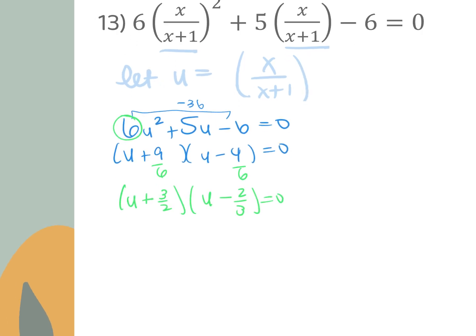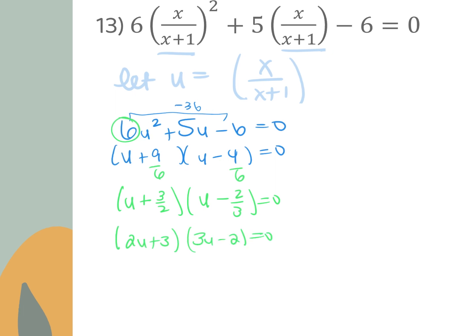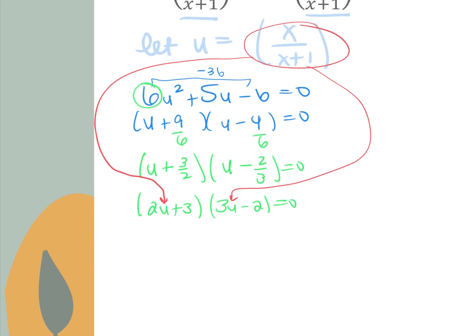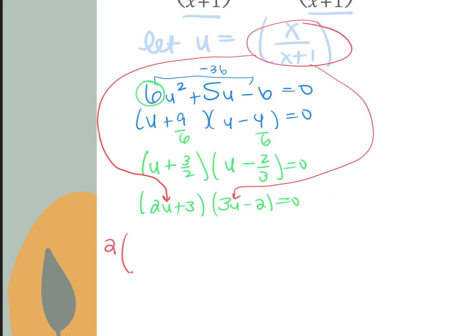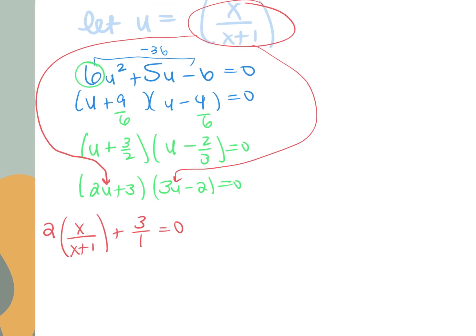So when I rewrite these parentheses, this becomes 2u plus 3 times 3u minus 2 equals 0. And now I'm going to take what I substituted u for, and I'm going to plug it in here, and I'm going to plug it in here and just solve. So I have 2 times x over x plus 1 plus 3 over 1 equals 0. And then over here I have 3 times x over x plus 1 minus 2 over 1 equals 0.